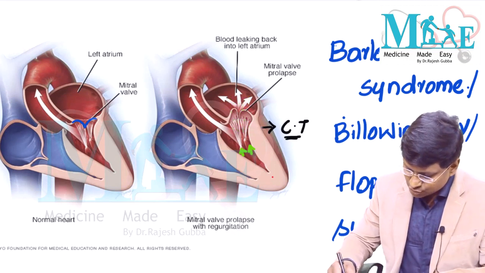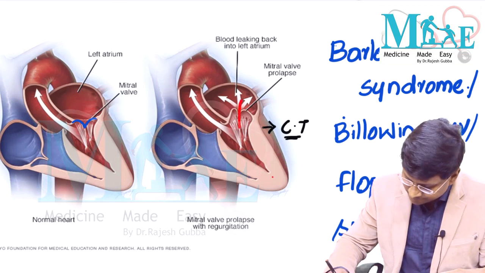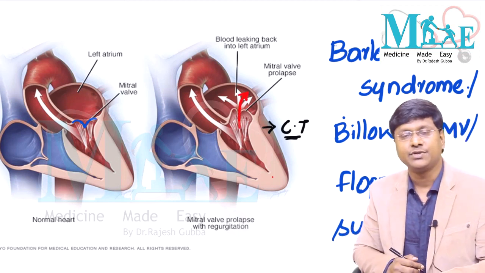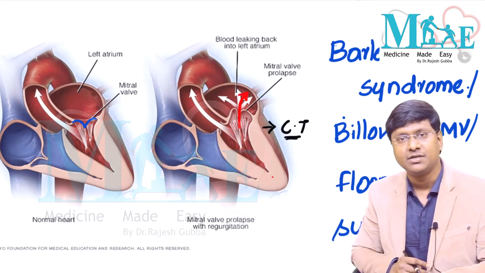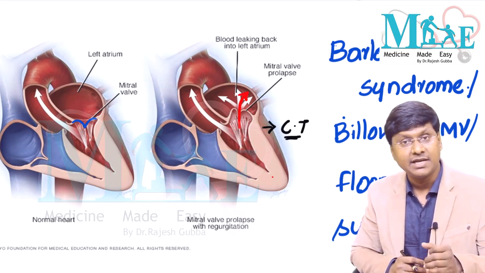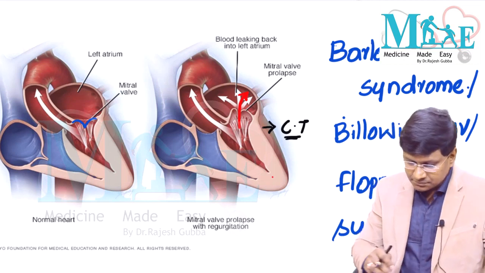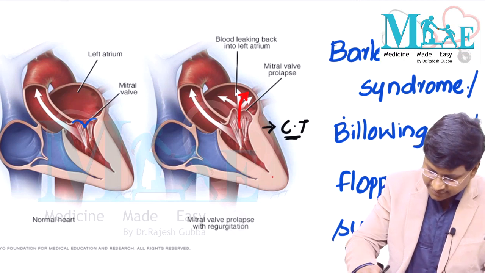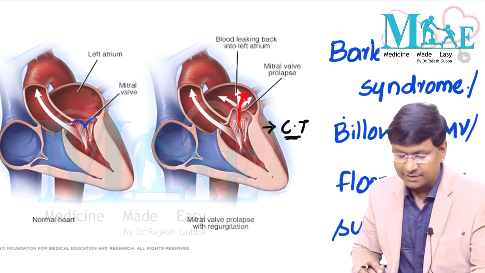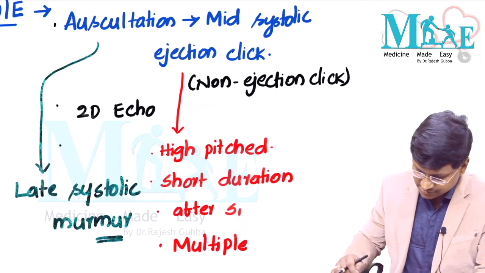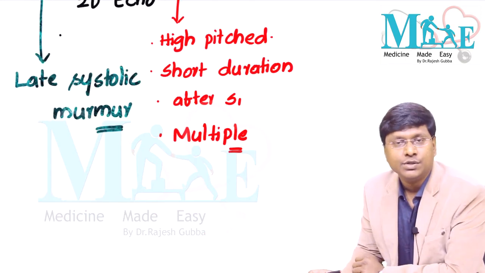Now, why do you get this particular late systolic murmur? Remember, the late systolic murmur in these individuals is because of the regurgitation of the blood into the left atrium. The blood from the left ventricle starts regurgitating into the left atrium when it is a significant mitral valve prolapse. Is that clear? Now, let me tell you another important finding, that is the complications in these patients with the mitral valve prolapse.